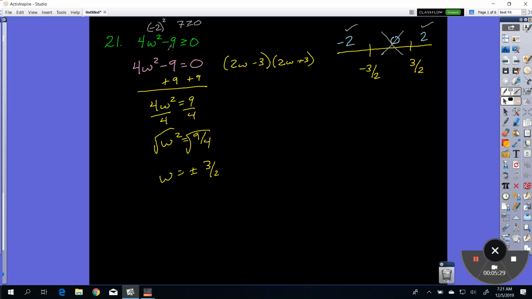So all the numbers that will work to make this greater than or equal to 0 is this interval. So negative infinity to negative 3/2. And because it can equal, it's a bracket. If it would have been just greater than or less than, it would have been a parenthesis. Union, this one, 3/2 to infinity. So these are my locations that it worked. So anything in between these numbers would give me a value that's greater than or equal to 0.